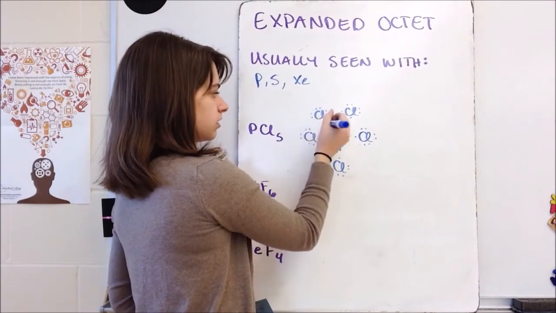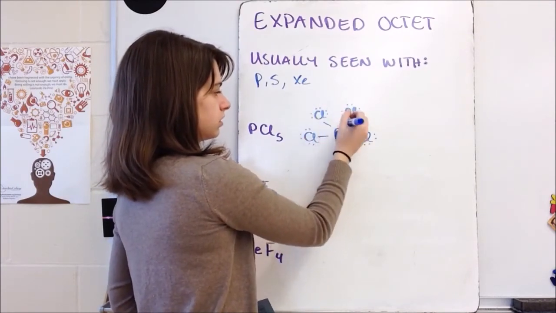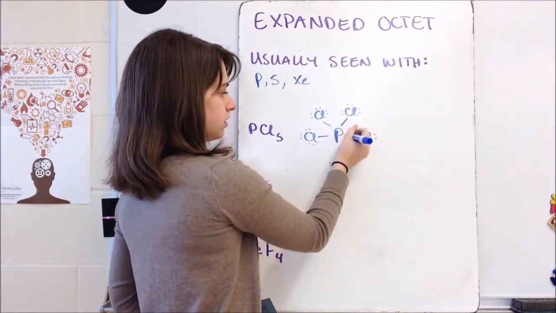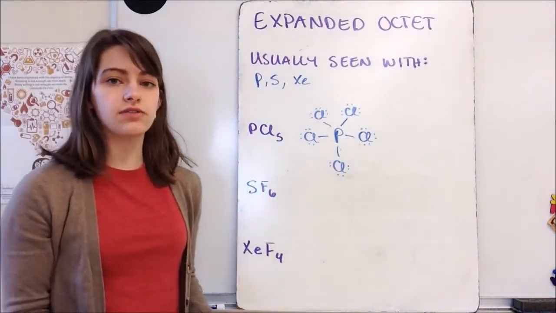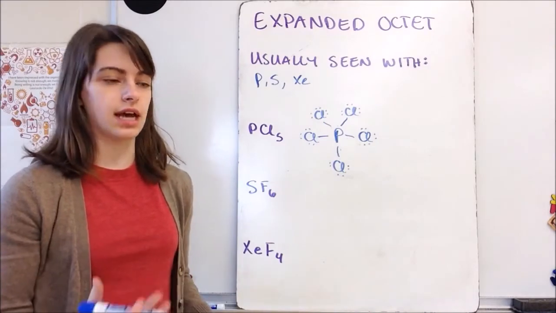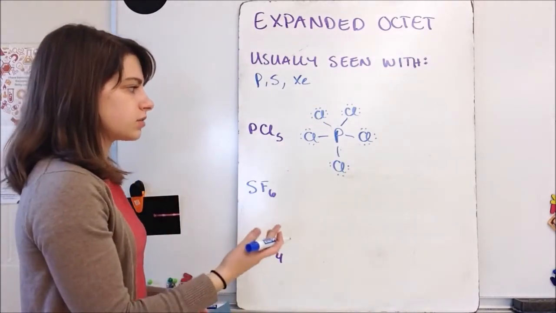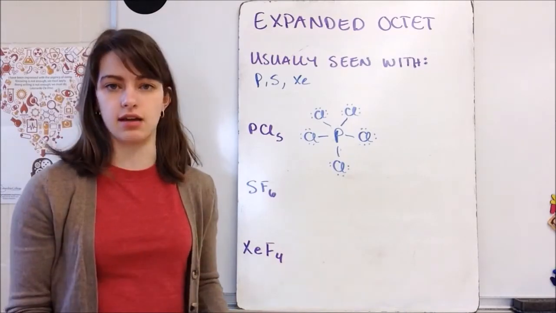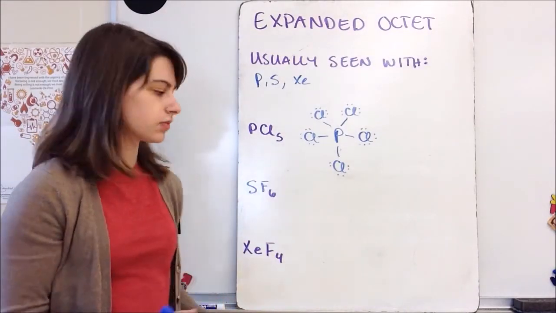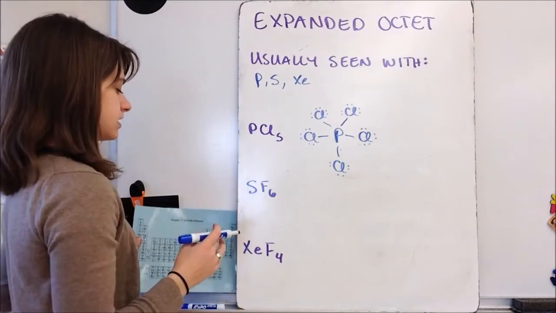So there's 1, 2, 3, 4, 5. So it still follows our other rules. We didn't gain or lose any electrons. However, in this situation, instead of having 8 electrons only around the phosphorus, we have 10 because this is an expanded octet. So let's look at SF6.